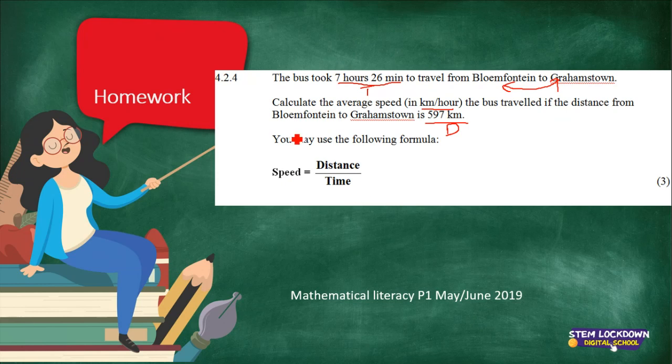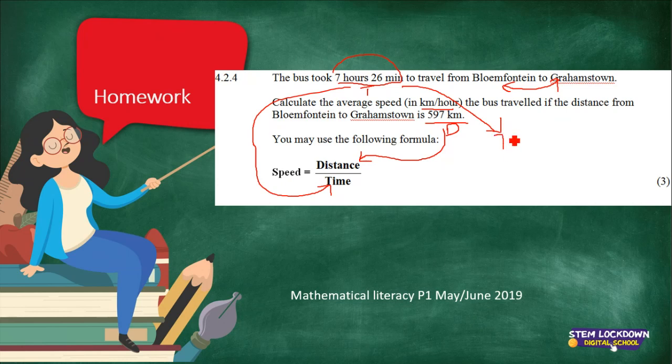Okay, I'm sure that most of you are done. I can actually show you how you have to do this question. Let me just start it off because this may be challenging. There is my distance. So all you do is substitute your distance into your formula. This is my time. Now notice, I can't substitute this into my time as is, because my answer must be in kilometers per hour. So I need to change 7 hours and 26 minutes to hours only.